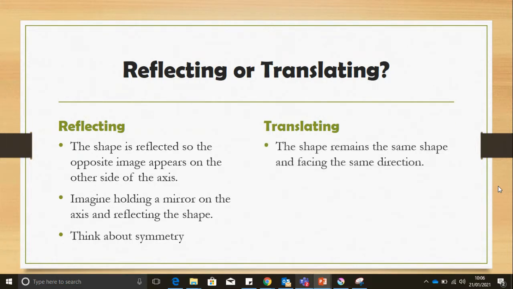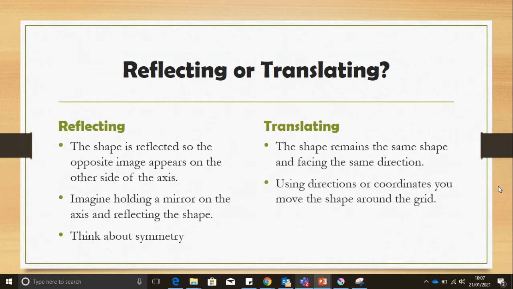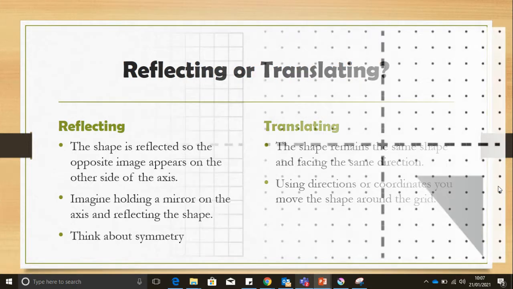Translating, however, the shape remains the same and it faces the same direction. So you are drawing the same shape as you originally started with, but you are translating it around the axis. You may use directions or coordinates to move the shape around the grid, but today we're looking at reflecting, but it's really important to recognize the difference between these two words.